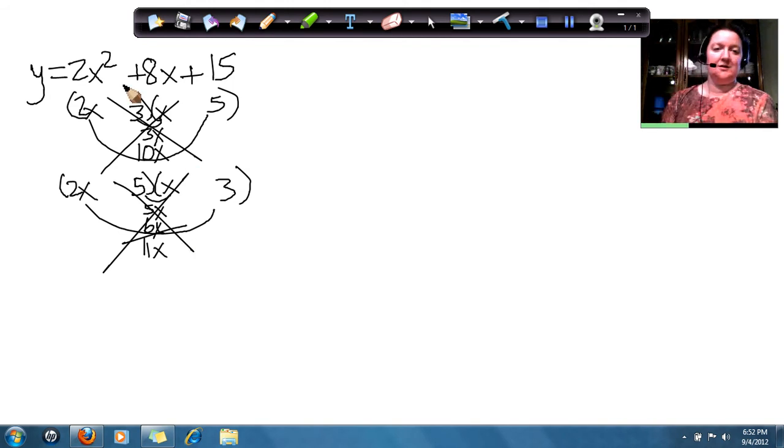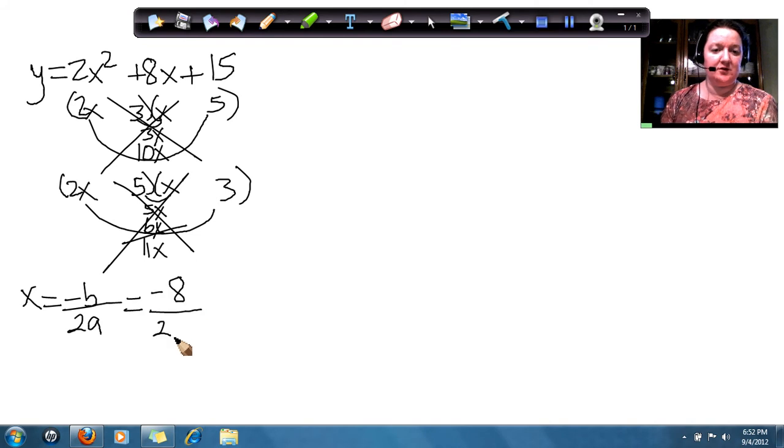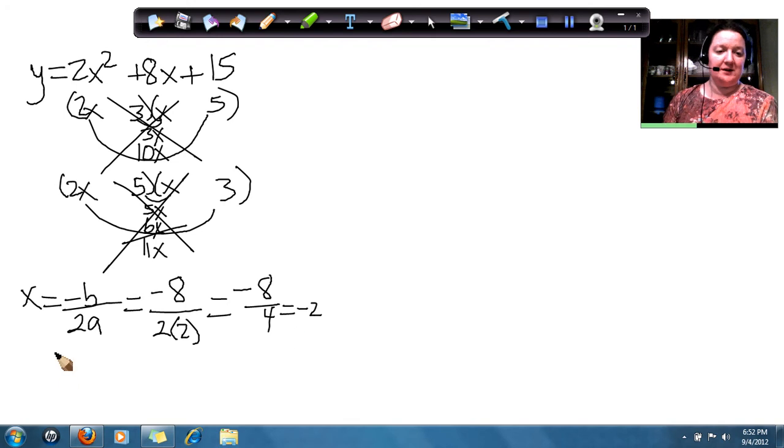So let's look at figuring out our x value. X equals a negative b over 2a. We know our b value is 8, so we're going to have a negative 8 over 2 times 2. So that's going to give us a negative 8 over 4, which gives us a negative 2. So now we can figure out our table of values.